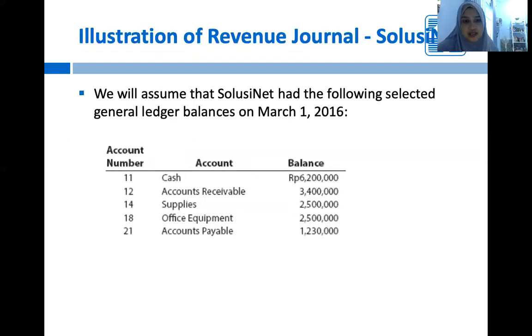Okay, let's see the example. Let's say this company Solusinet had the following selected general ledger balances on March 1st, 2016. They have cash, account receivable, supplies, office equipment, and account payable.